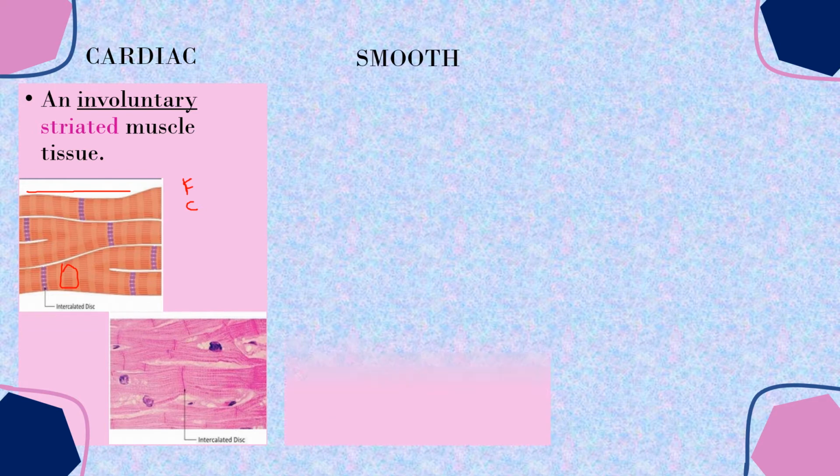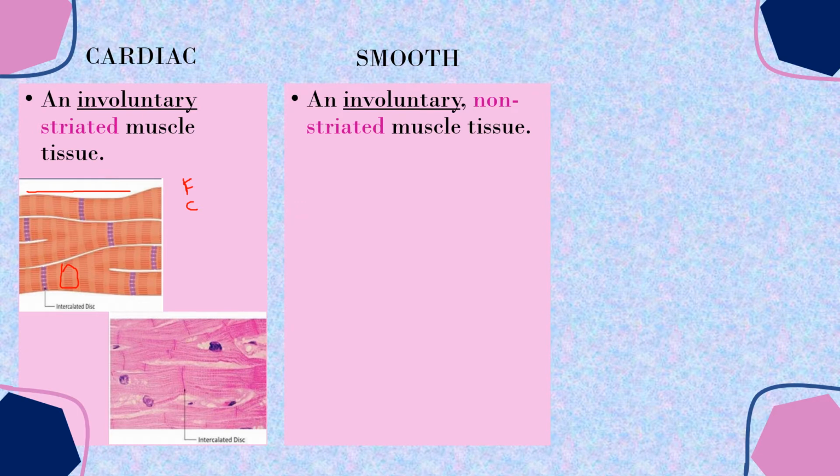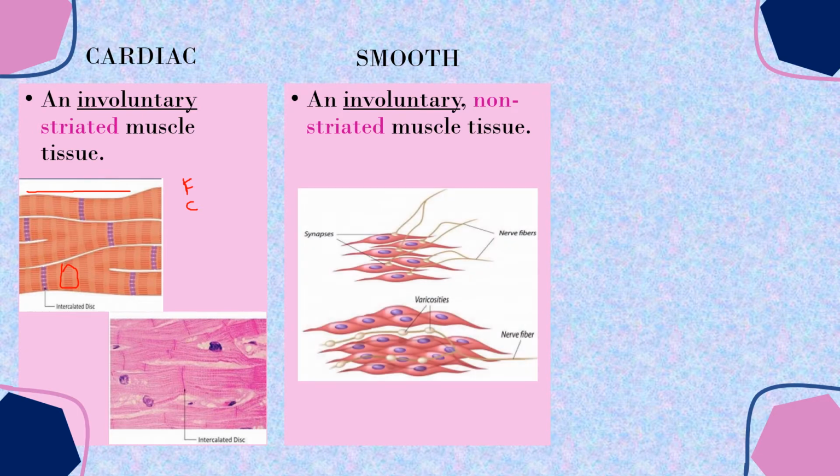Smooth muscle is an involuntary and non-striated muscle tissue. It is involuntary because it is not consciously controlled. It has no striations because even though it contains thick and thin filaments, they do not arrange into sarcomeres, which results in a non-striated pattern.